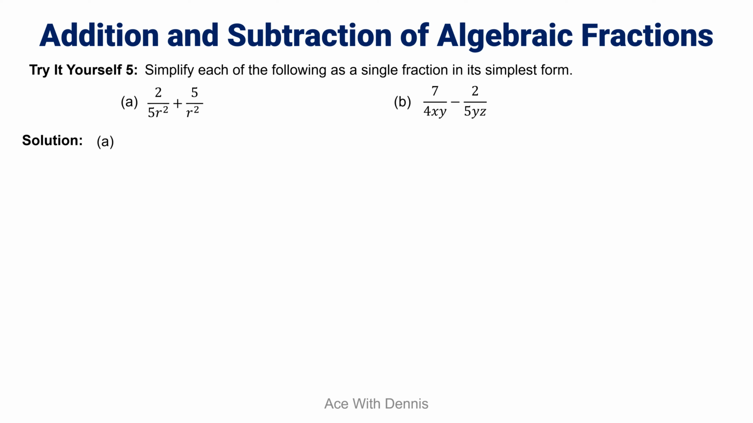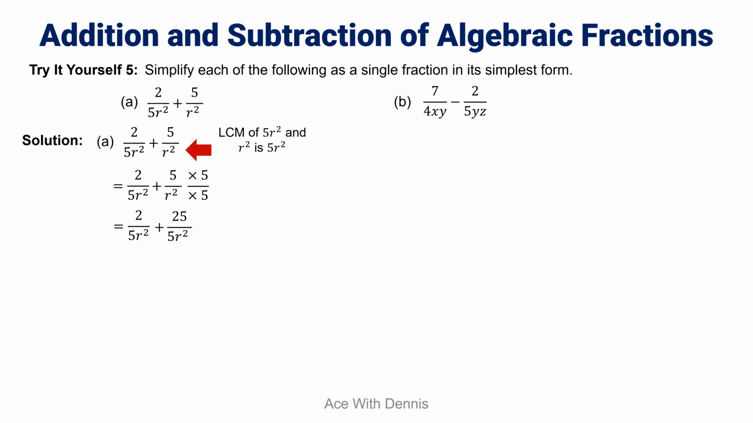Alright, so here's the solution for A. 2 over 5r squared plus 5 over r squared. So the LCM for 5r squared and r squared is 5r squared. Hence, for the first fraction, we don't have to do anything. For the second fraction, we have to multiply by 5 for the top and the bottom. So we get 2 over 5r squared plus 25 over 5r squared.